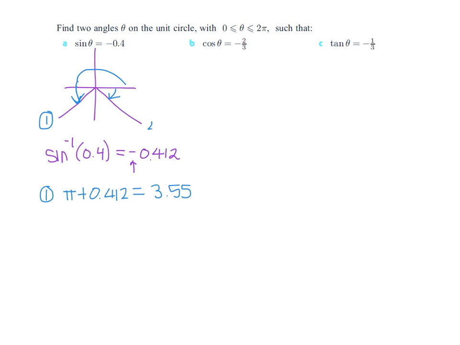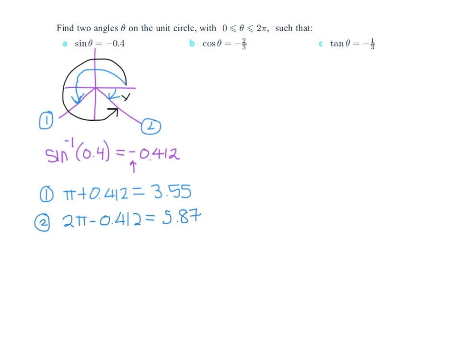For the second angle, we need to find this black angle. We already know this is 0.412. So for the second one, we need to subtract from 2 pi. 2 pi minus 0.412, which then returns the value of 5.87.